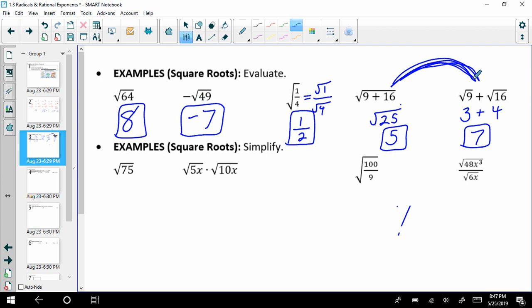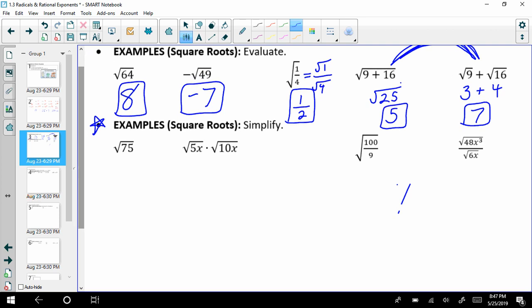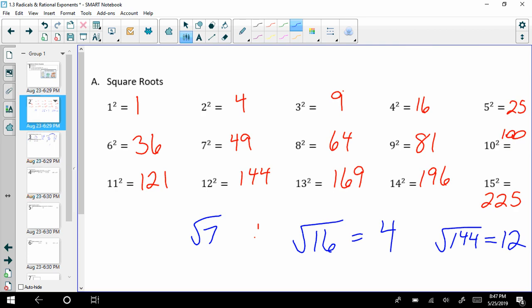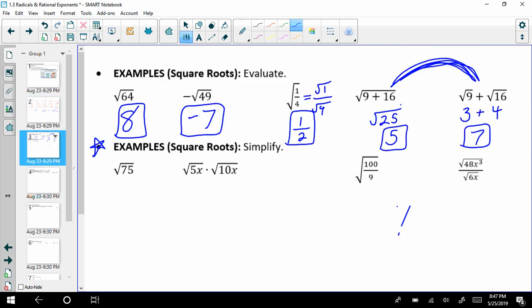All right, this next set of examples is something we are going to run into a lot, especially in a unit coming down the road: being able to simplify square roots. People can sometimes have a hard time with this. So, the square root of 75. If I look at my list of red numbers here, 75 was not one of them. 75 is not a perfect square. However, there is a perfect square that will divide into 75.